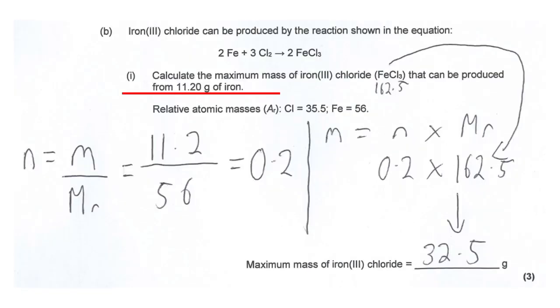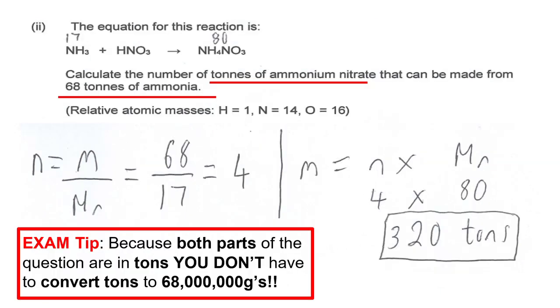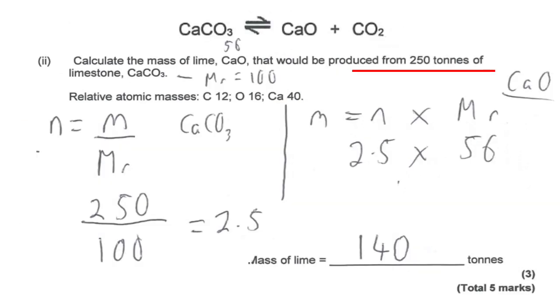It's the same question every time. Look at the way I do it. I do it the exact same way every time. Iron chloride is 162.5 when you do the maths and the relative formula mass. Now, if the question is in tons and the answer is in tons, you don't have to multiply, convert tons to 68 million grams. You can just keep it as it is. But it's the same question every time. Here's another one. And so you should be playing and pausing these and make sure you know where the numbers come from.